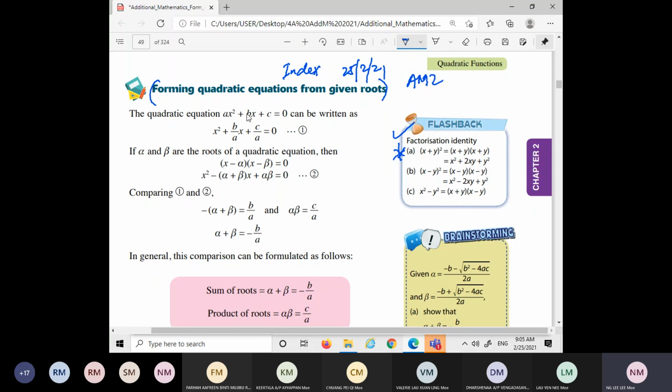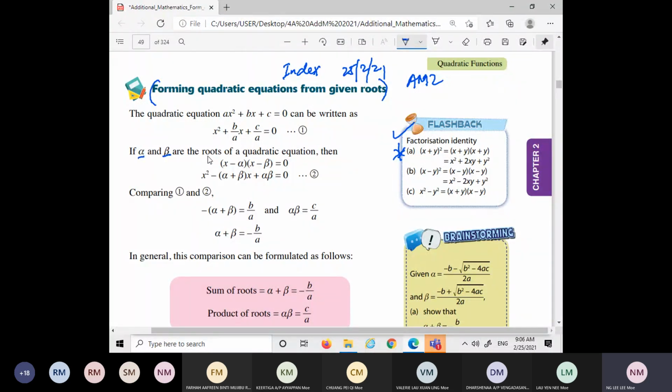A quadratic equation, this is in general form, can be written in this way. This one we want to make the coefficient for the x squared 1. Therefore we divide every term by a. So the first term, a x squared divided by a, it cancels, so you are left with x squared. So this one b over a, c over a. Then 0 over a is 0, so you write back as 0. So we assume alpha and beta.